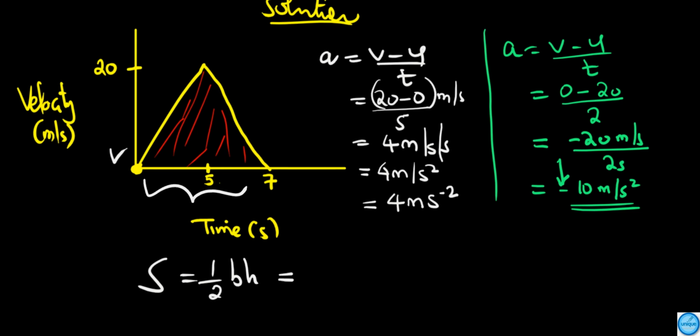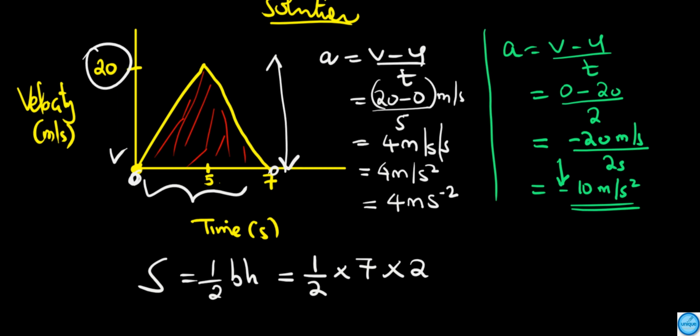Our base, from here to here, is 7. So we're gonna have half, multiplied by the base, which is 7, multiplied by the height, which is 20. Half of 20 is 10, and 10 times 7 is 70 meters. So this is the distance traveled by the car. And that's how we can solve this.